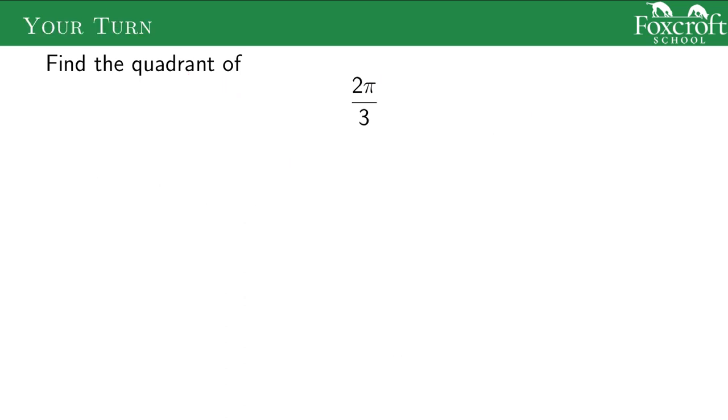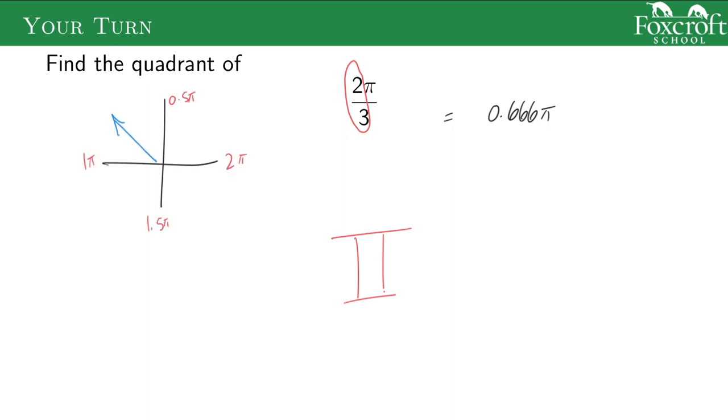All right, so here's one for you to try on your own. Again, there's 2 different ways to do it. What quadrant is 2 pi over 3 located? And for this one, you should get quadrant 2. All right, 2/3, the non-pi part is 0.66, and that's between 0.5 and 1, so we end up in quadrant 2.